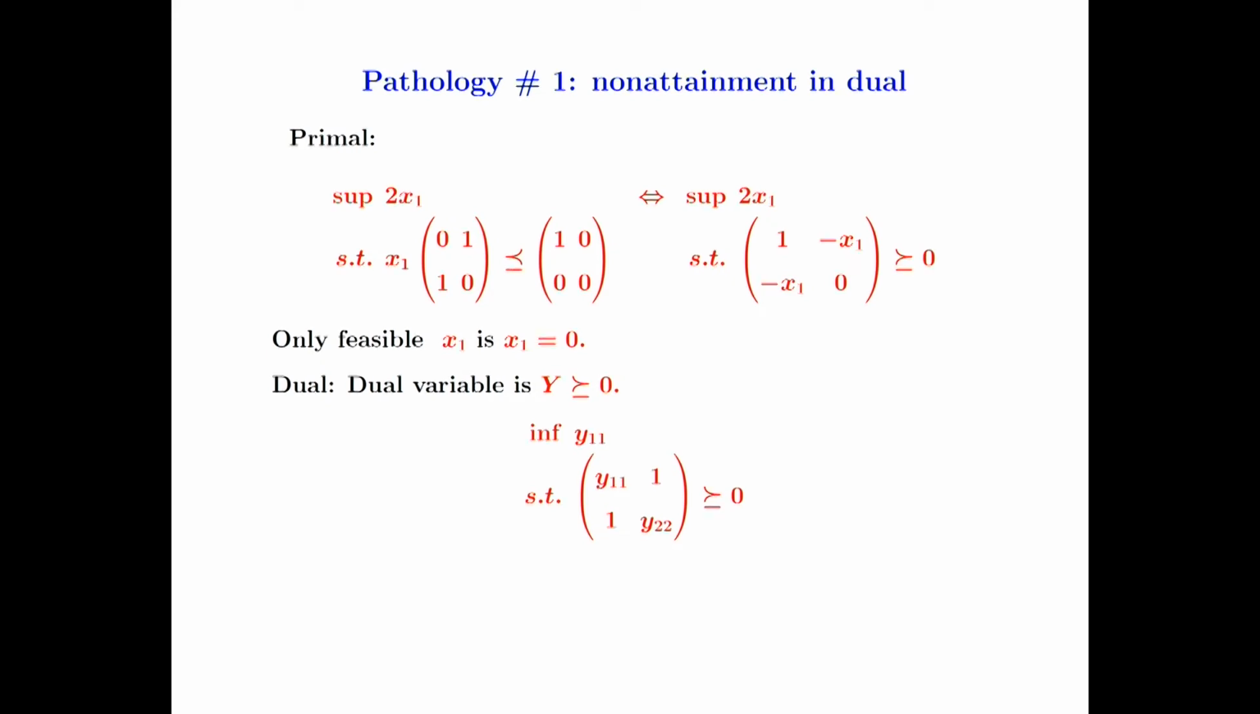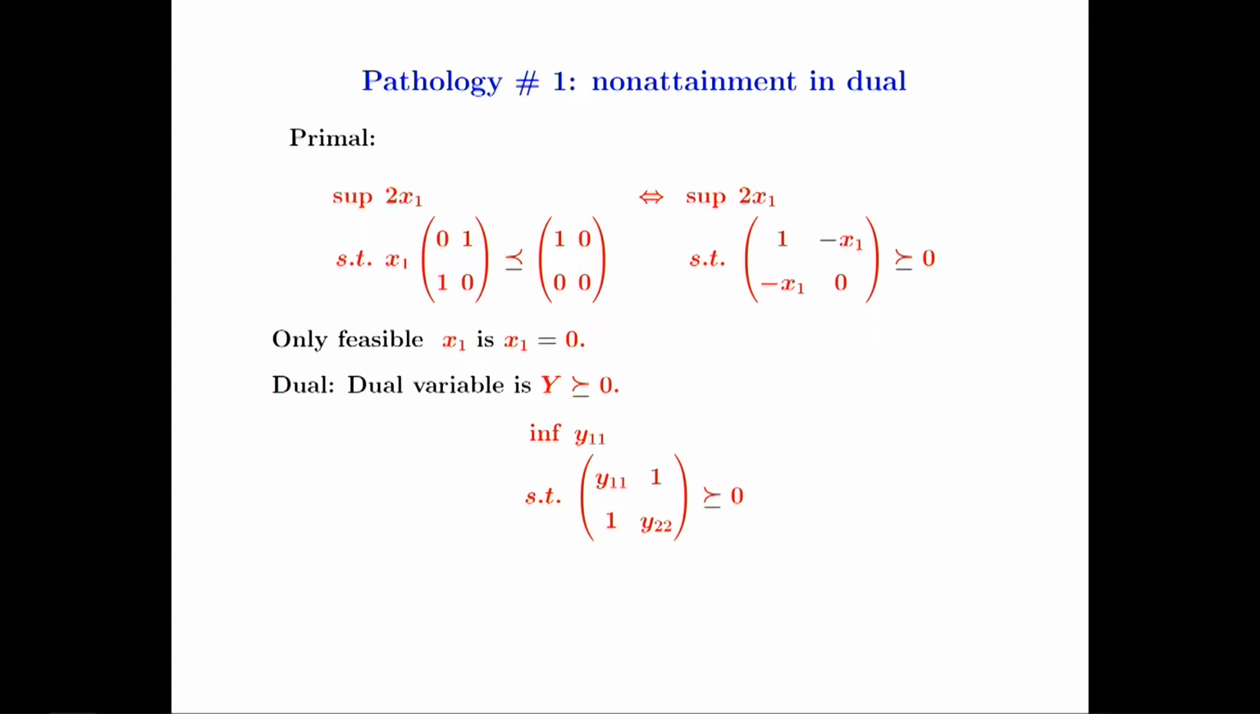So this is the dual matrix. The off-diagonal elements are 1, and then these are free. And I want to make the y11 as small as possible, right? So what can I make the y11 so that that matrix is positive semi-definite?